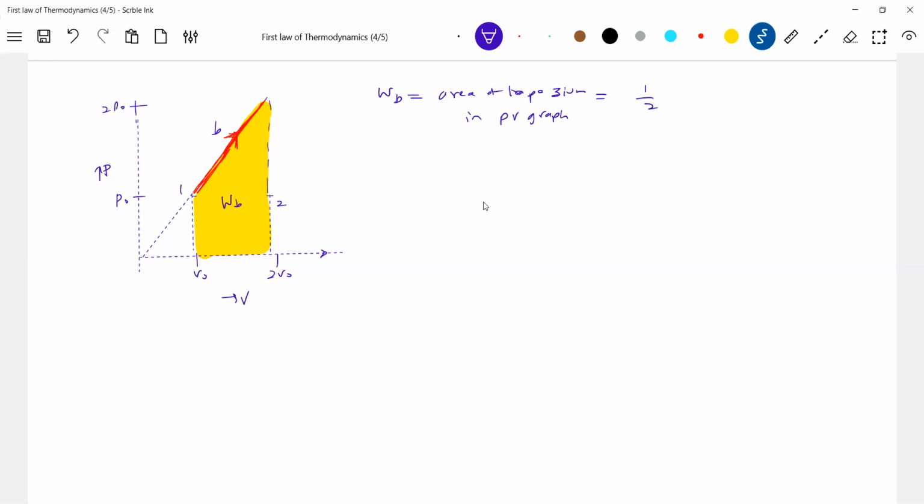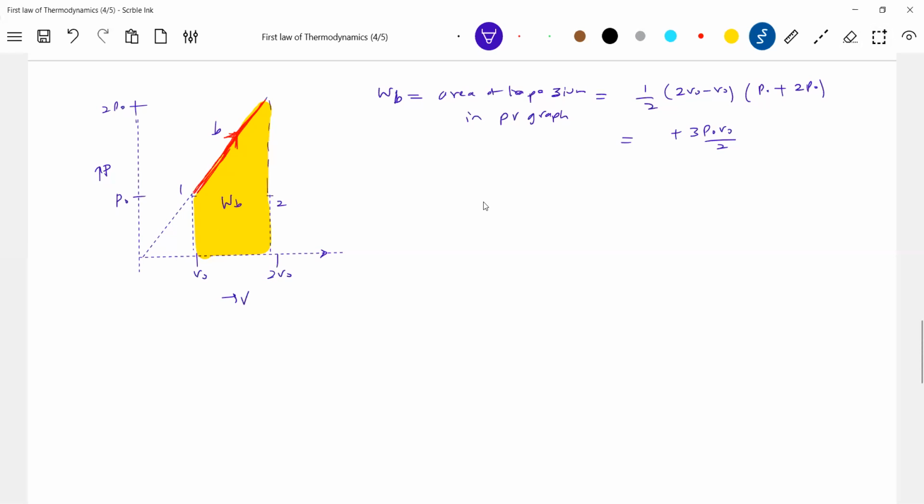So what is the area of trapezium? Half into base, 2V naught minus V naught, into the sum of parallel sides, P naught plus 2P naught. So how much are we getting? 3 P naught V naught by 2. What about positive or negative? Volume is increasing, so therefore positive. So is this okay?